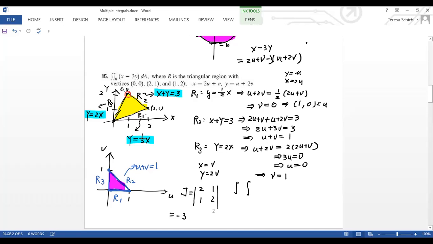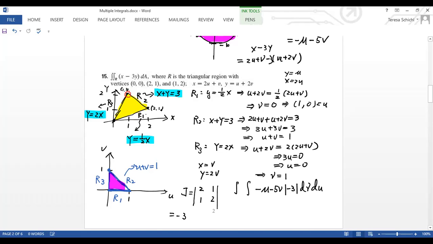So you can simplify that: 2u minus 3u gives negative u, and v minus 6v gives minus 5v. So now I have negative u minus 5v times the absolute value of the Jacobian, which is -3, so the absolute value is 3. Then you do dv du.